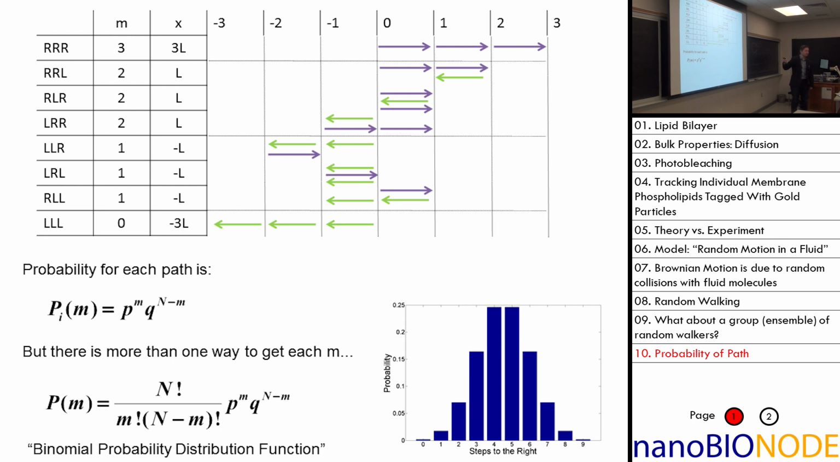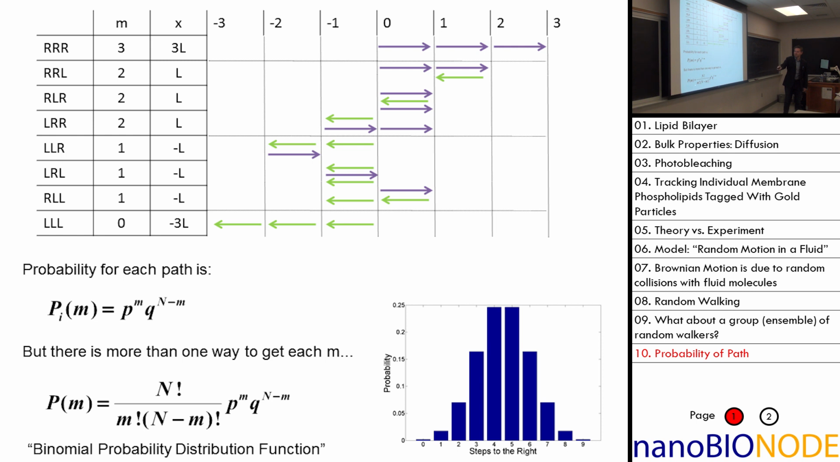Does that make sense? Okay, so now to take that into account, I have to multiply by a factor which tells you how many different ways there are to combine these elements. And that factor looks like this. This is what's called the binomial coefficient. So again, n is the total number of steps that I've taken. So this is n factorial. Everybody knows what a factorial is, I assume. This is m. This is the number of steps to the right that I took.